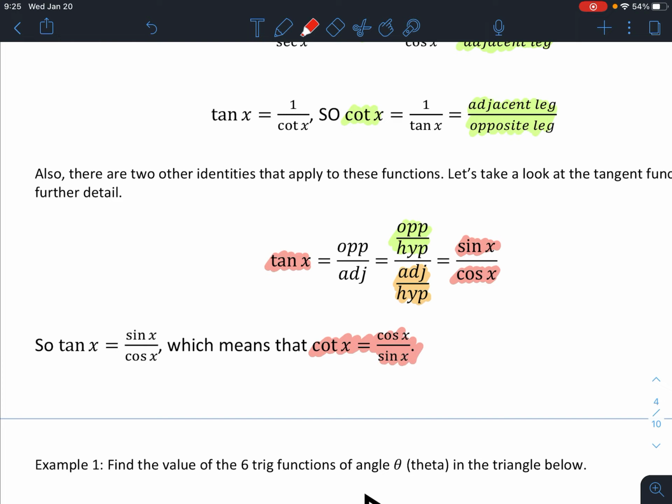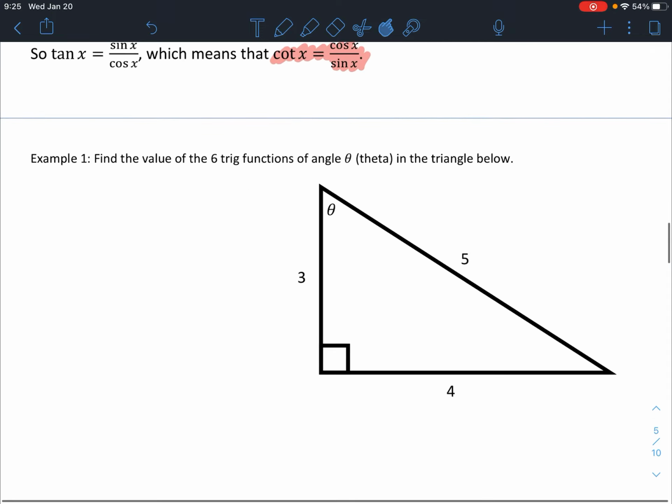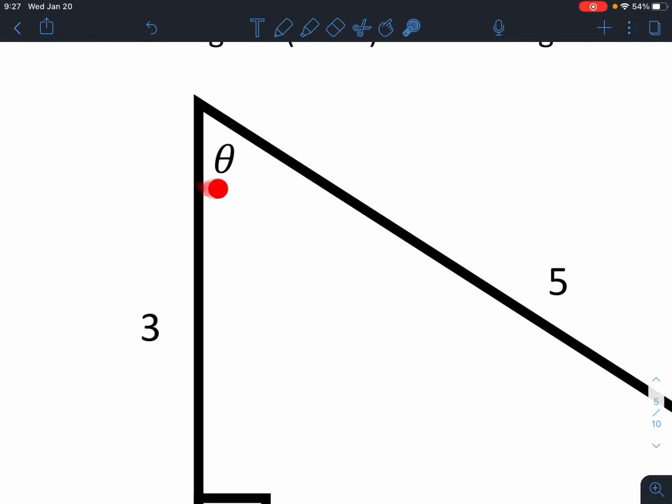All right, lots of things going on here. Let's take a look at our first example. So here we have a new symbol up here. It's a Greek letter, and it's called theta. It kind of looks like an O with a little line across the top. Some people write it with a little squiggly at the end, like that.